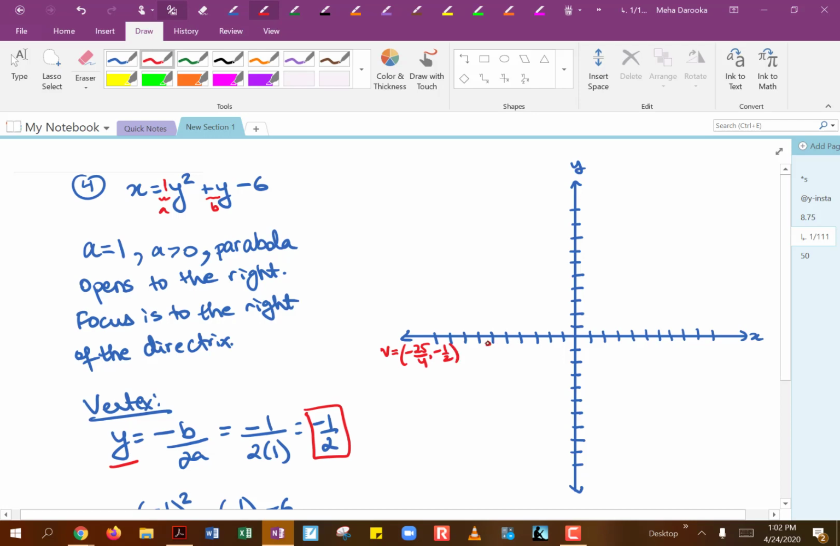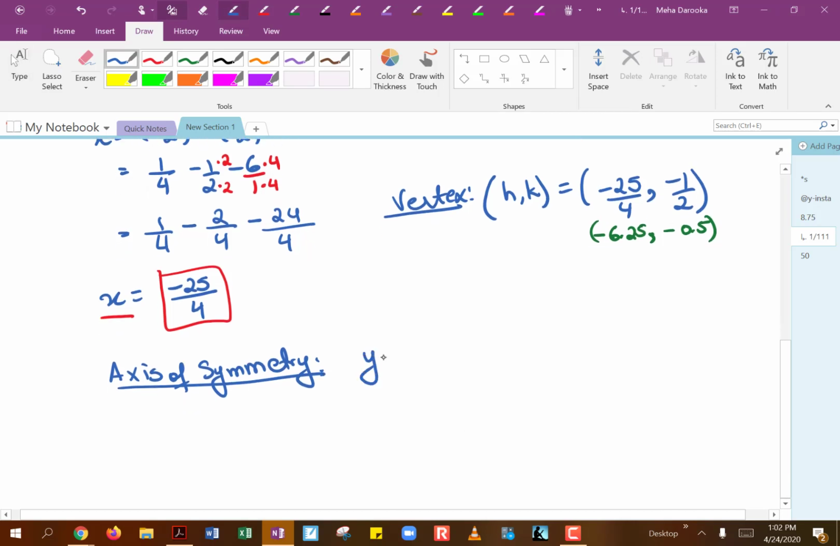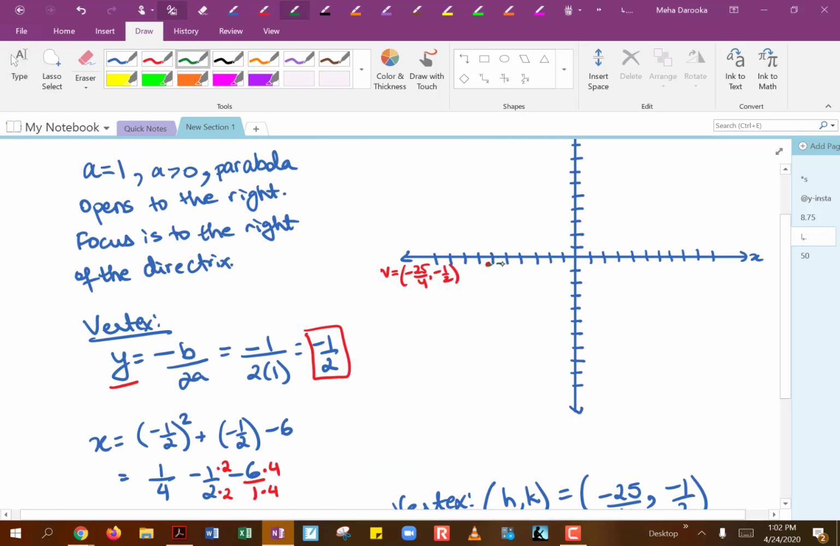Now of course our axis of symmetry is going to be passing through the y-coordinate of our vertex, because again this is a parabola opening to the right, so your axis of symmetry is going to be at y equals negative 1/2. On the graph, that's going to be a horizontal line. So this is the axis of symmetry at y equals negative 1/2.